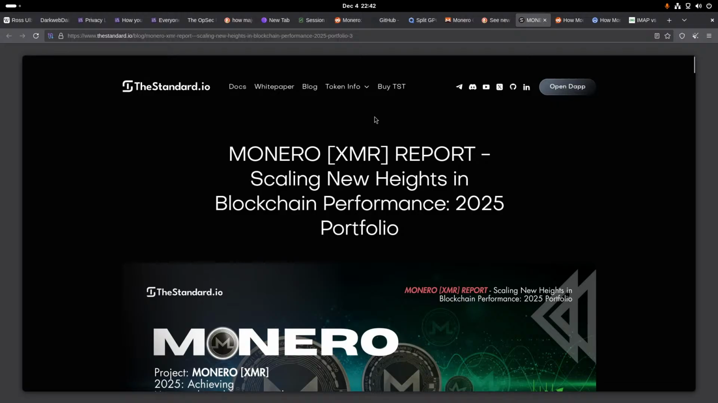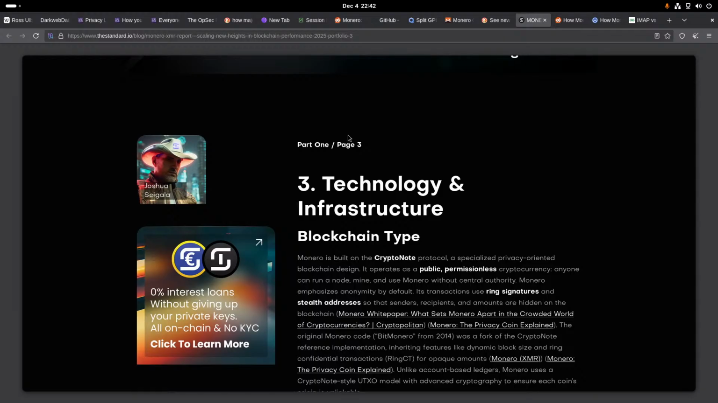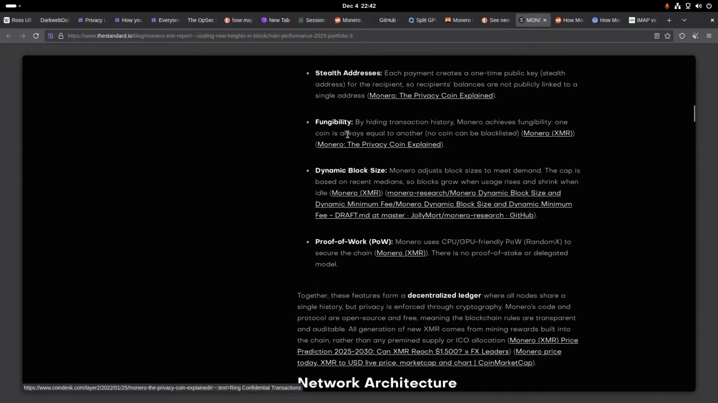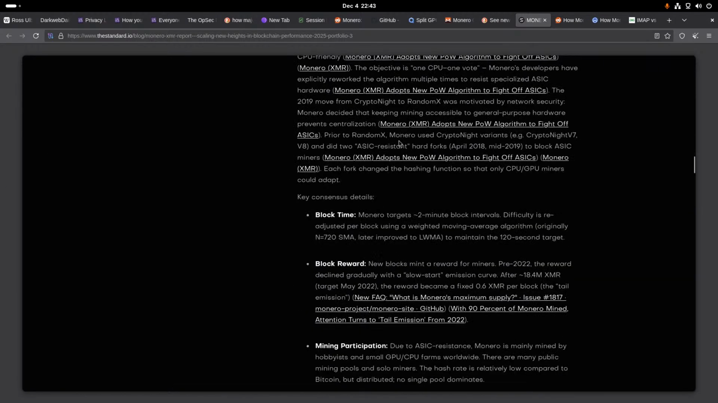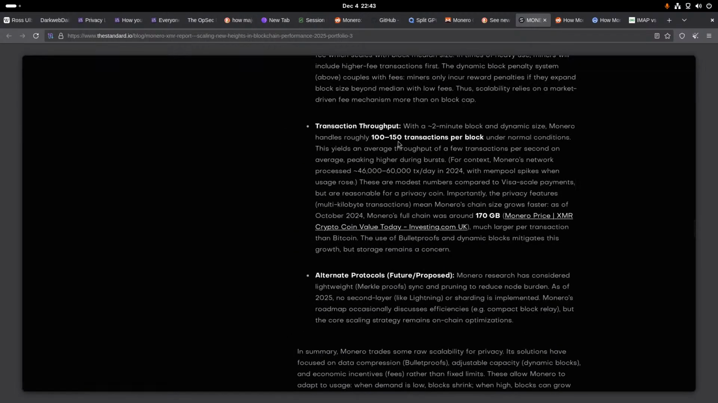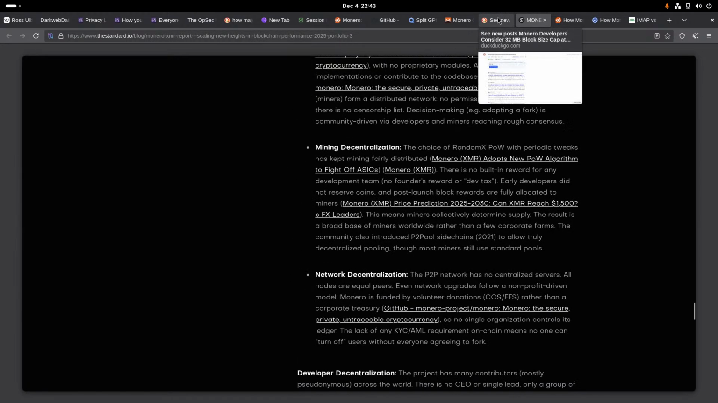Monero reports scaling new heights in blockchain performance in 2025. Monero is built on the CryptoNote protocol, specialized for privacy design, fungibility, and dynamic block size. Monero adjusts its block size to meet demand. The cap is based on recent medians, so blocks grow when users rise and shrink when idle. Alternative programs, future proposals, crypto audits. Okay.